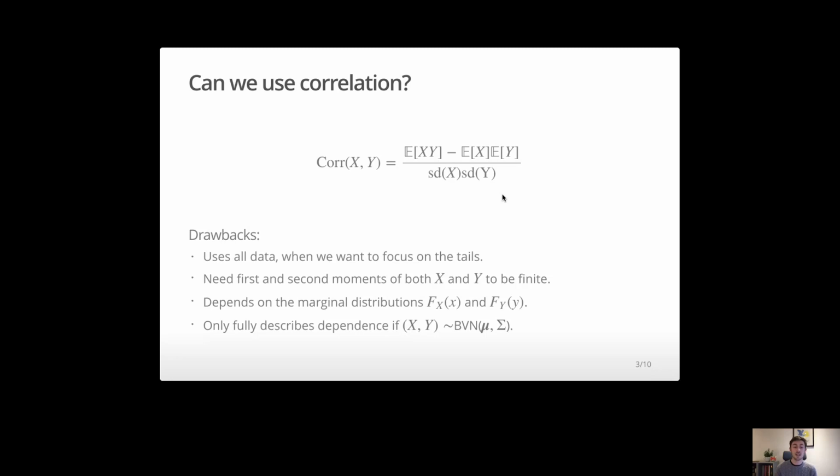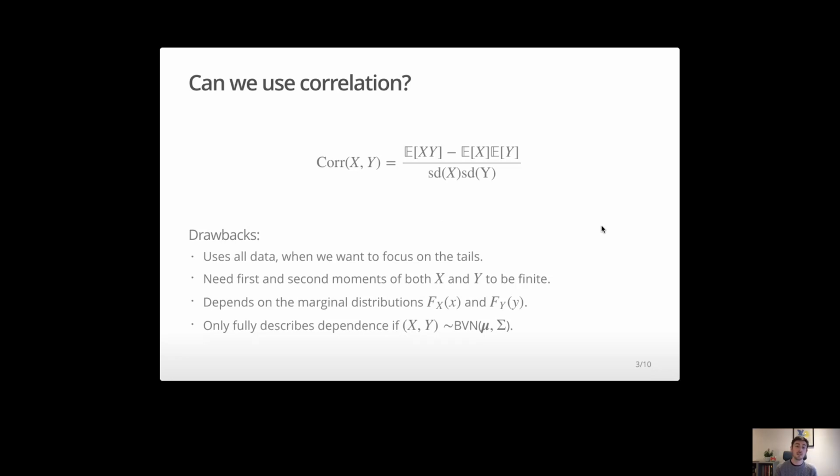The second drawback is that in order for this correlation to be well defined, it requires the expectation of each random variable to be finite, the expectation of each random variable squared to be finite, so that the standard deviations are also finite, and finally the expectation of their product to be finite. These are quite strong requirements, particularly when we're dealing with heavy-tailed distributions.